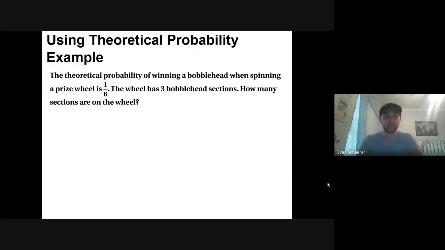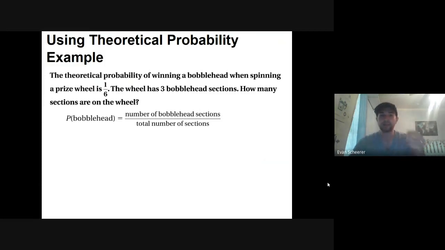All right, let's do an example. This one's a little bit tricky. The theoretical probability of winning a bobblehead when spinning a prize wheel is 1 over 6. The wheel has 3 bobblehead sections. How many sections are on the wheel? Think about it. This is theoretical probability because we're not actually spinning the wheel a bunch of times. We're just thinking what it should be.